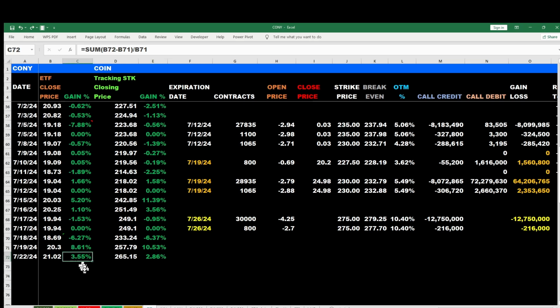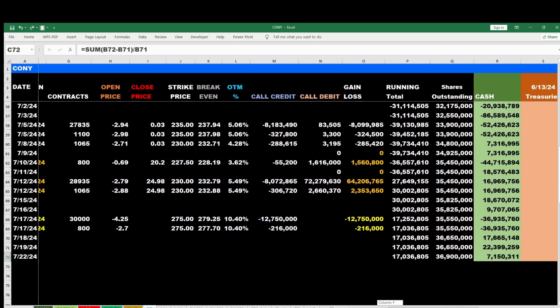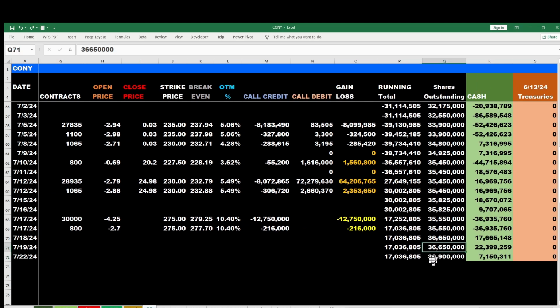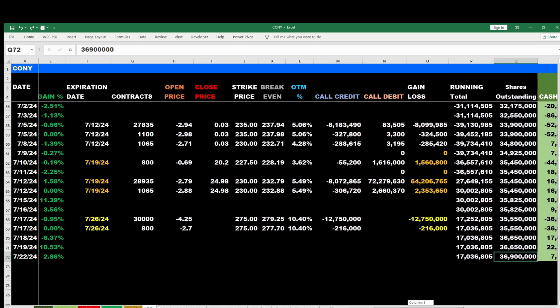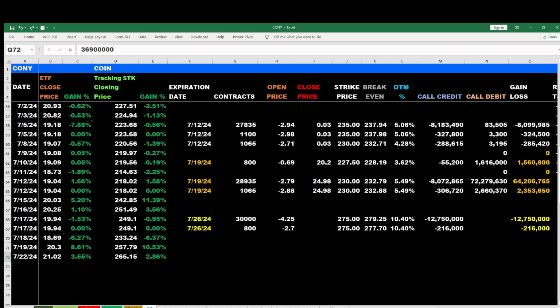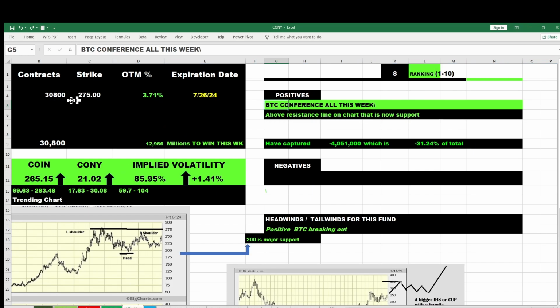CONY was up 3.55 because we're not capped. We're getting close to the capping, and my math at the end, I'll explain a lot more with that. So here's the share count increase, right, from 36,650,000. So we added 250,000 to 36,900,000. Since there were no new weeklies, I can show you now and then immediately go over to holdings in much greater detail. So we closed at 265.15.